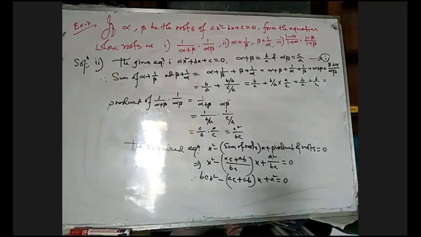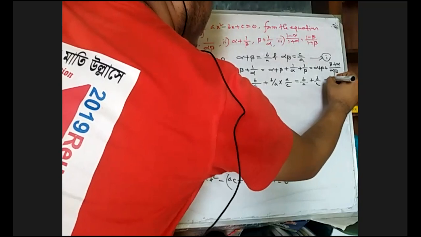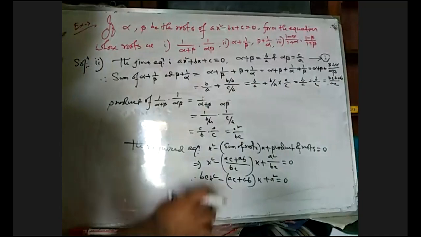Sum of the roots what will be? b by a plus b by c, just taking LCM, we get (bc plus ab) by ac. Okay, now product of the roots what will be?